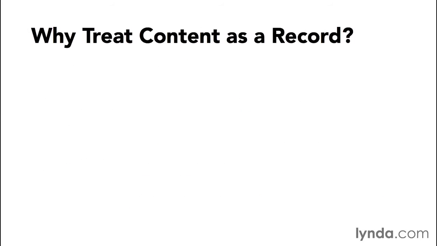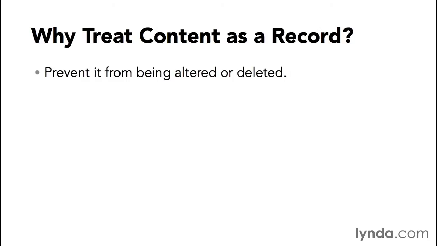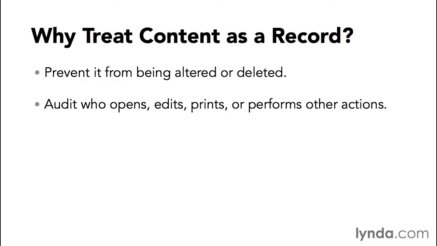So why treat content as a record? You can prevent changes or deletions to it. For example, you don't want someone to accidentally delete an important record from a library. When you save content as a record, you can prevent its deletion or its modification, and even the library itself can't be deleted when you have content that's declared as a record in it.